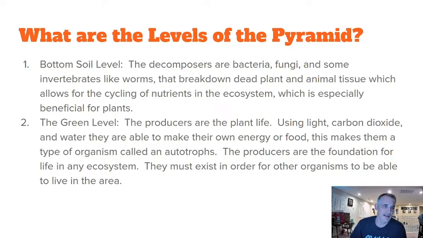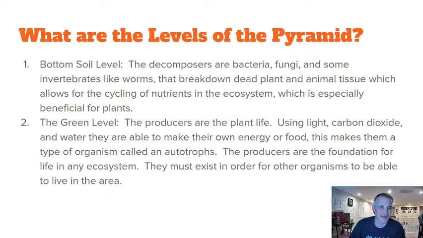So let's look at these, and again, I just gave you the quick overview, but we'll talk about each one. The bottom or soil level are the decomposers, the bacteria, the fungi, some invertebrates like worms that break down dead plant and animal tissue. And it helps to cycle nutrients in the ecosystem, which is especially beneficial to plants.